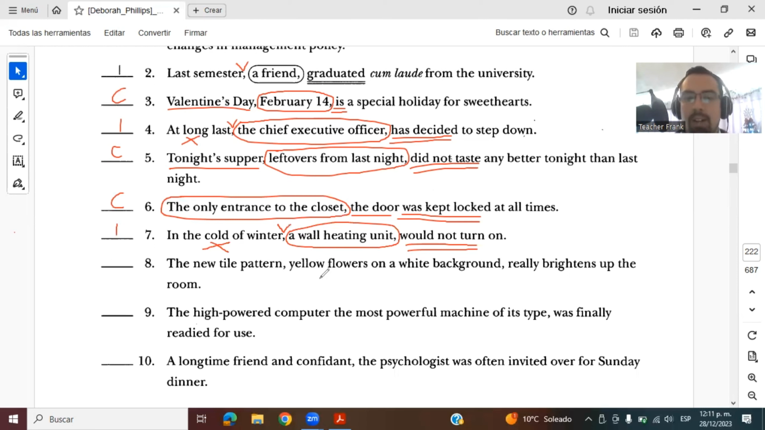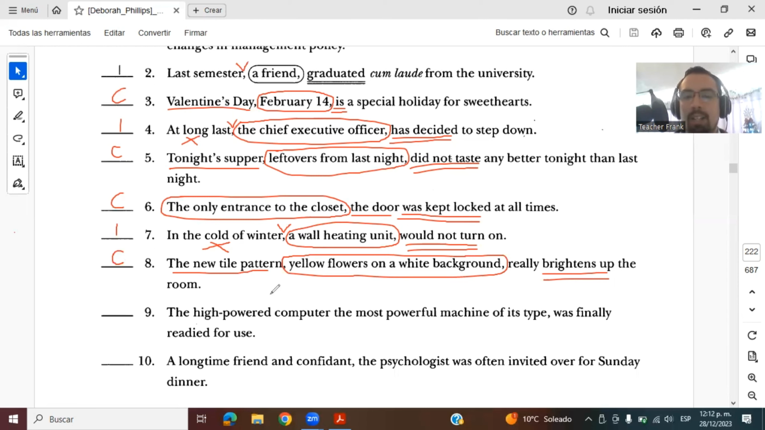Now let's check number 8. "The new tile pattern, yellow flowers on a white background, really brightens up the room." So brightens up is the verb. Yellow flowers on a white background is my appositive. And the new tile pattern is the same as yellow flowers on a white background, right? It's the design. So it is correct.